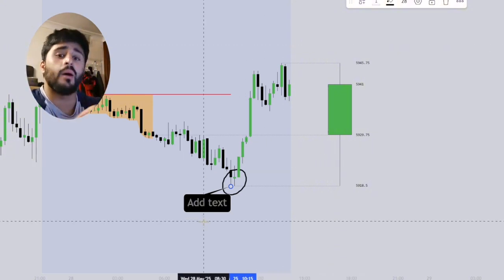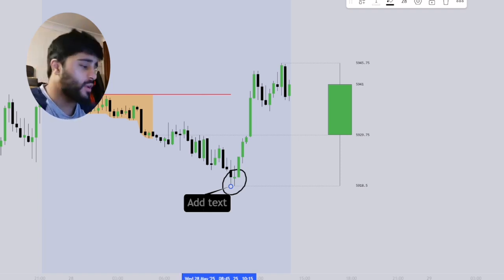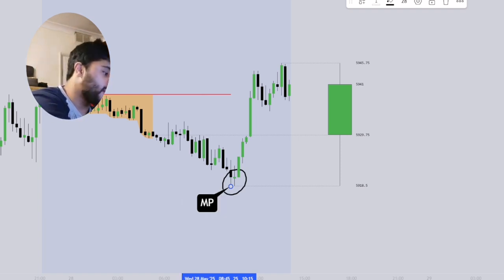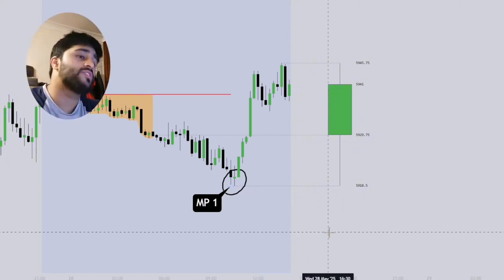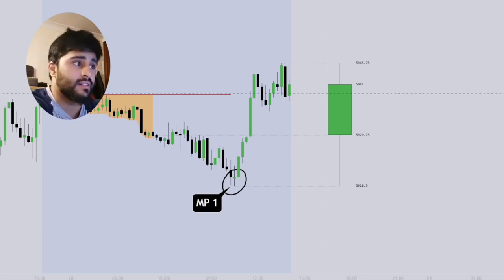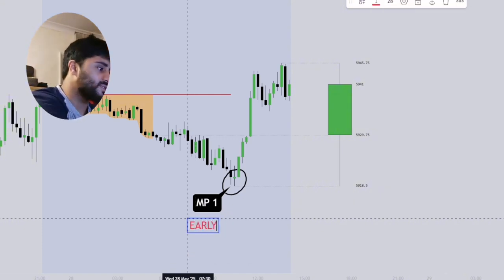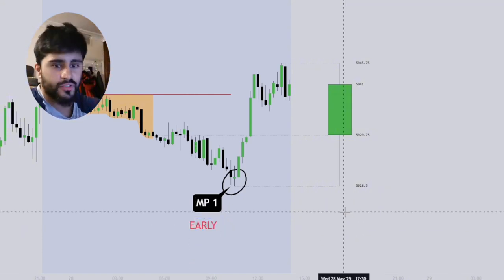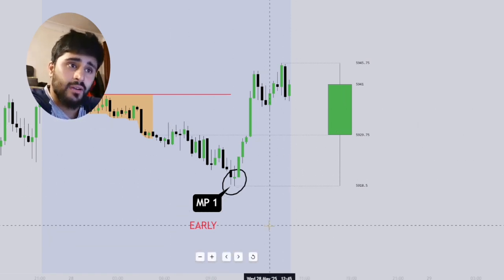When I see price above the daily opening price and we've taken out the Asian range low, this is what I call manipulation phase 1. So I'm just going to write MP1, right? This is manipulation phase 1. We've taken out the Asian range low, which simply means that the market has manipulated or enticed early sellers, right? You can call them early sellers, or you can call them sell side trap, whatever you want to call it, right? It's a manipulation to the downside.